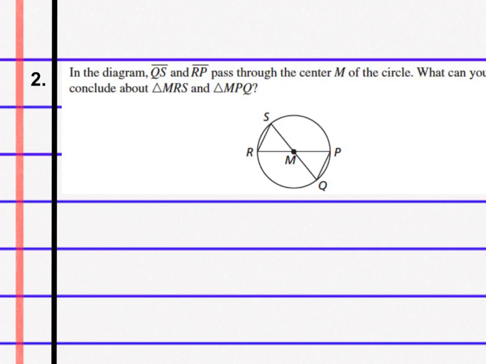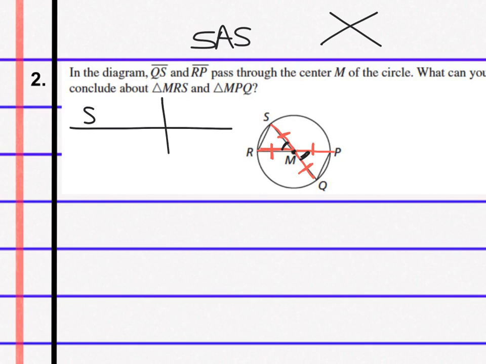So basically we know that RM, this is a radius from the center to the outside. SM is also a radius. MP is a radius. MQ is a radius. So we have 4 congruent sides, okay? And then if you think back to chapter 1, we have kind of an X picture. So we have vertical angles. So we have the included angle. So we have side, angle, side. So we can use the side, angle, side theorem to prove these 2 triangles are congruent.